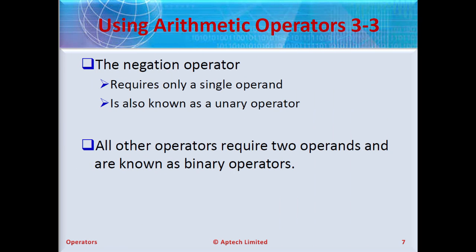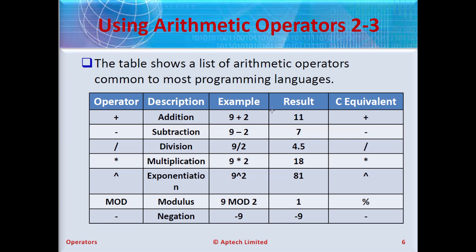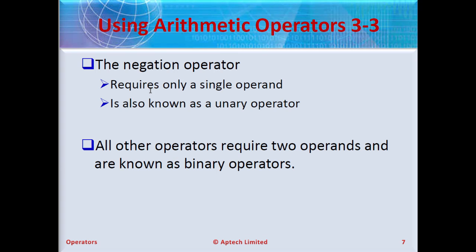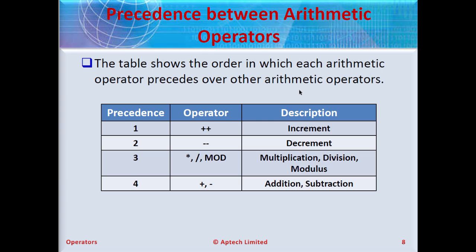The negation operator requires only a single operand. Operand is the data which is being manipulated. Like in these previous examples, 9 and 2 are the operands for all these examples which we've used here, while the plus, minus, divide, times, the caret are the operators. Therefore, we are saying the negation operator requires only a single operand, and it's also known as the unary operator. All other operators require 2 operands, and they are known as binary operators.